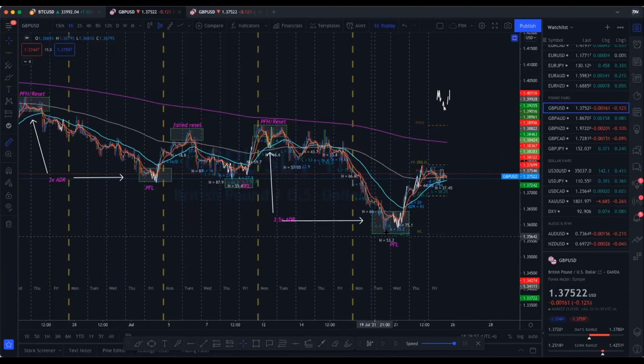We just had a peak formation low, and if we measure it out, we're about 213 pips. Are we anywhere near 3 times ADR yet? No, right? We're not anywhere near 3 times ADR. So you might ask yourself, how do I know what the average ADR is, right?